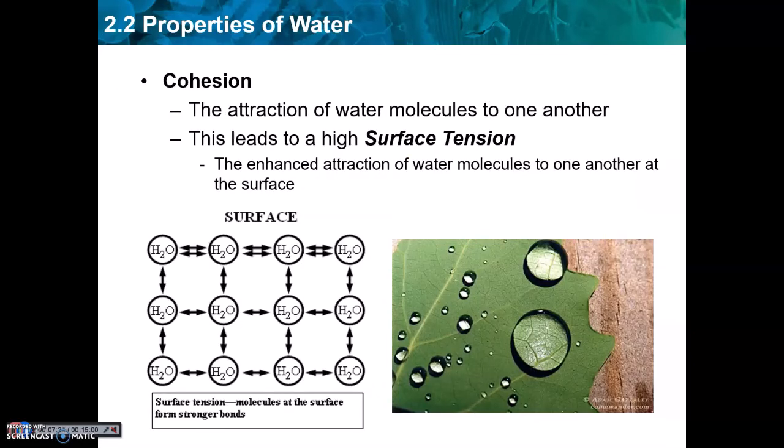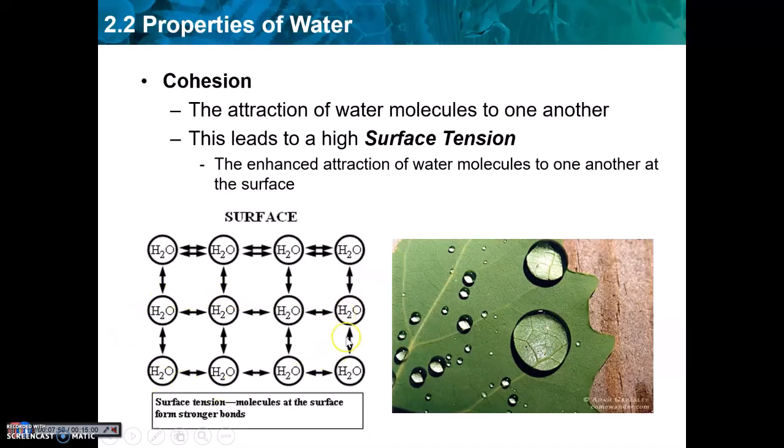Cohesion is when you have water molecules attracted to other water molecules. Co means together. So if you have water sticking to other water molecules, that is cohesion. And this is going to lead us to the surface tension that is present on the surface of water. So you can see in this diagram here, all of these circles represent water molecules, and the arrows represent the attraction from one molecule to the next.